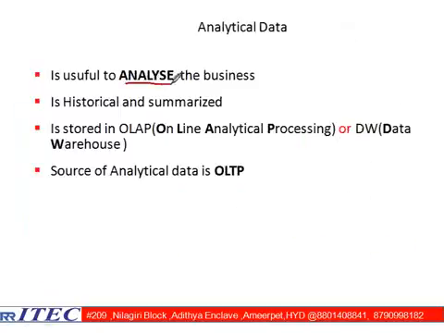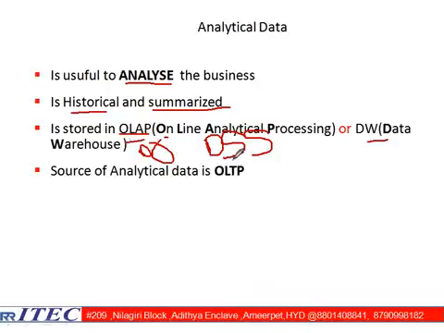Analytical data is useful to analyze our business, is historical in nature and summarized in nature, and is stored in one database known as OLAP. OLAP stands for Online Analytical Processing Data Warehouse. From that analysis you are taking decisions. The data available is useful to take decisions. That is the reason it is also known as DSS, Decision Support System. So a data warehouse is also known as OLAP, also known as DSS.